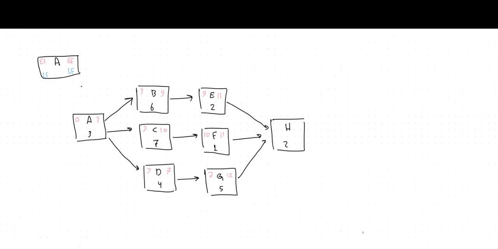Activity H is connected with the activities E, F, and G. That means we have to take the highest value, which is 12. It needs 2 more days to finish, which means it will finish at day 14. In this case, we calculated all the early start and early finish for all the activities. Also, we calculated the project duration, which is the last value.